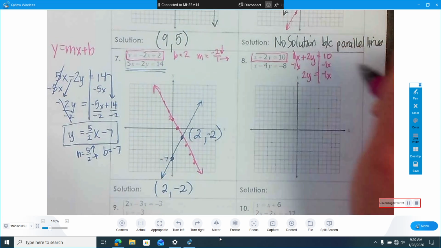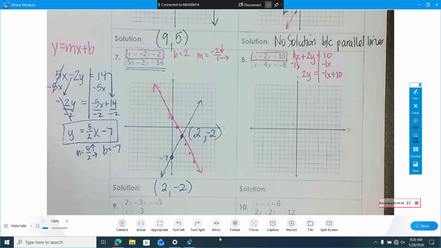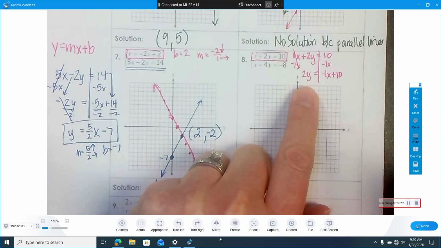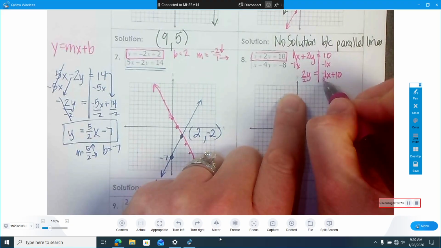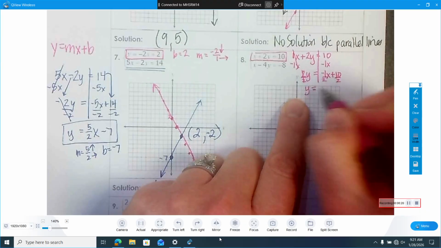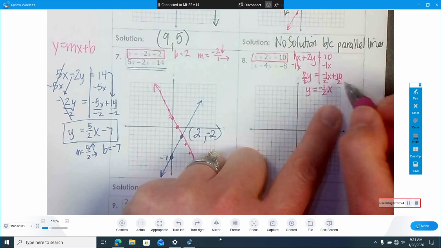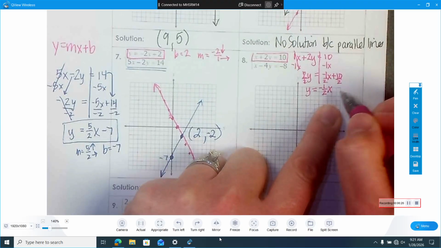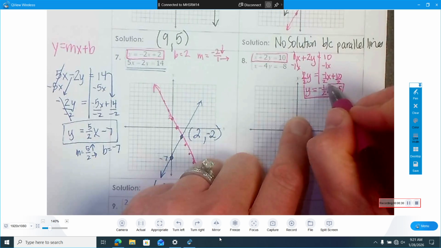Negative 1x and a positive 10. They don't combine, they just get stuck next to each other. They're just neighbors. All right, and then how do we get y by itself? Divide everything by 2. Divide by 2, divide by 2. All right, so those go away. We get y equals negative 1/2 with an x, and 10 divided by 2 is 5, so plus 5. So there's my lovely equation I can graph now.